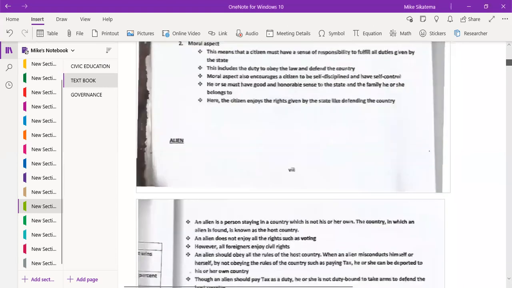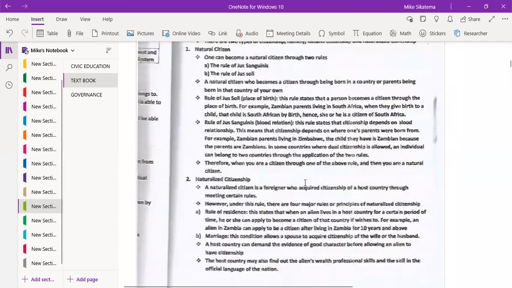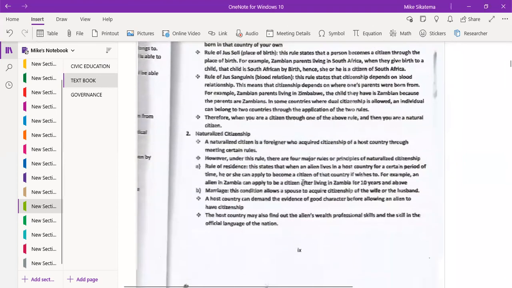So let's now talk about the aspect of naturalized citizen, like an artificial form of citizenship. A naturalized citizen is a foreigner who has acquired citizenship of a host country through meeting certain criteria. For example, if someone has stayed more than 10 years within the country of Zambia, they can become a Zambian citizen. That's called the rule of residence.